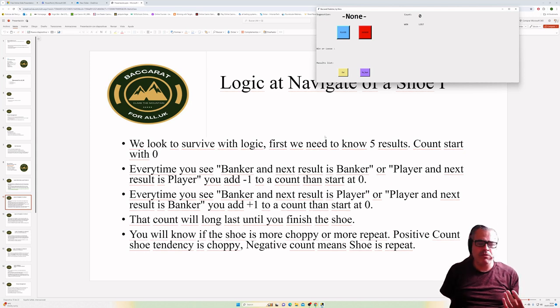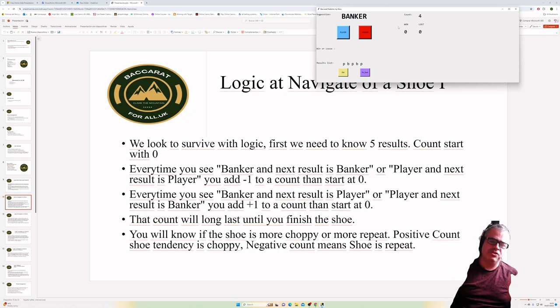To start working and give you a suggestion, you need to put in five results. If you put the first result, it doesn't say anything. It only adds the result here when it was a player. So imagine I put banker, player, banker, player as an example. You will notice this number over here will change. So I will put banker, player, banker, player. That is what the Baccarat predictor does.